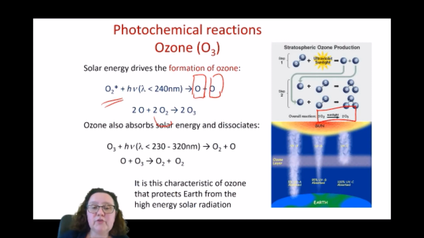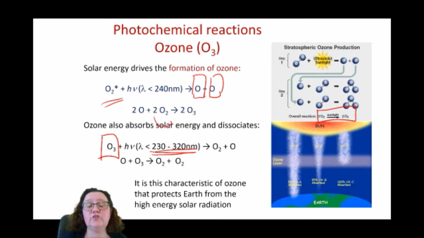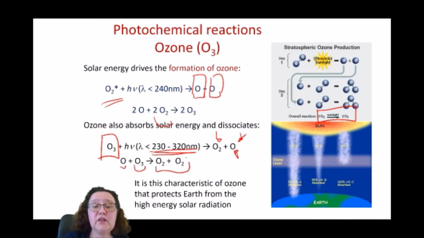Ozone also absorbs solar energy and dissociates. So a molecule of ozone can absorb solar energy of the right wavelength. It's in the UV, ultraviolet part of the spectrum, and will dissociate to form a molecule of oxygen, O2, and liberate an atom. And this is a very unstable species, and it will react with another molecule of ozone to make the stable species of oxygen, which is the molecule of O2.